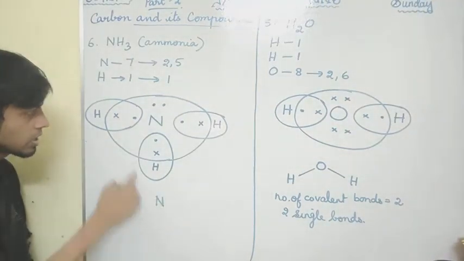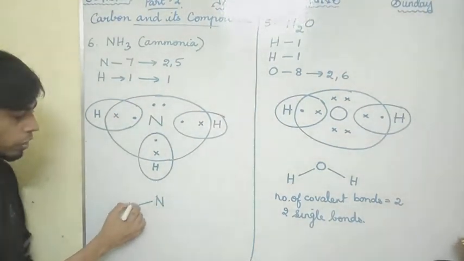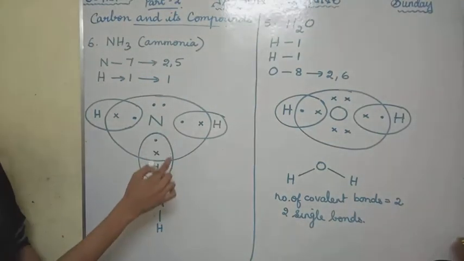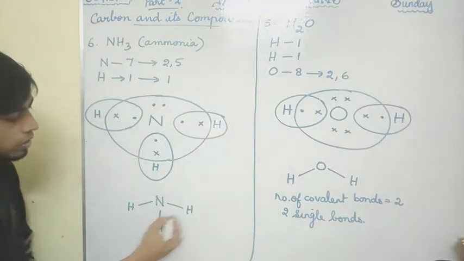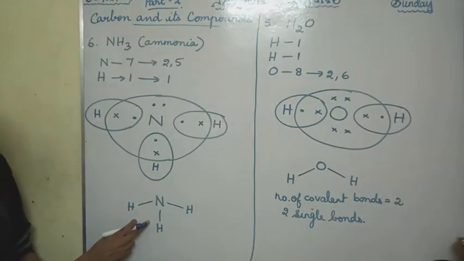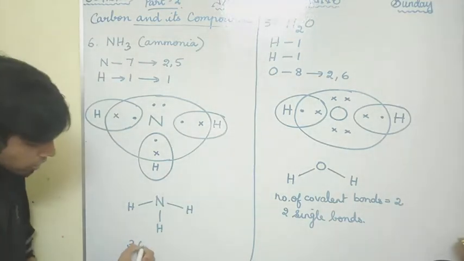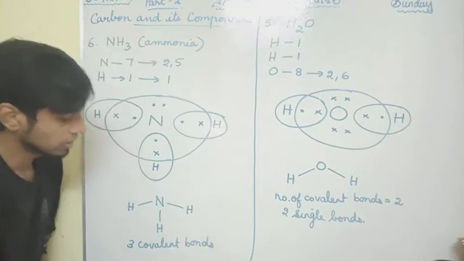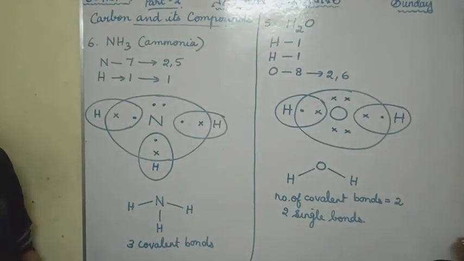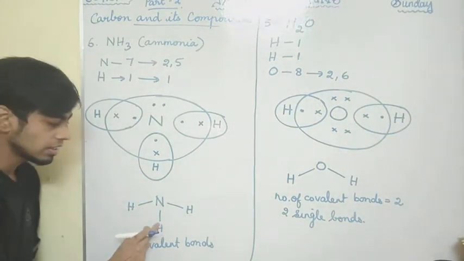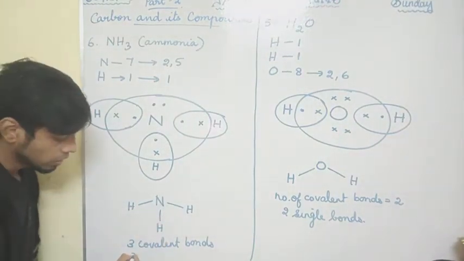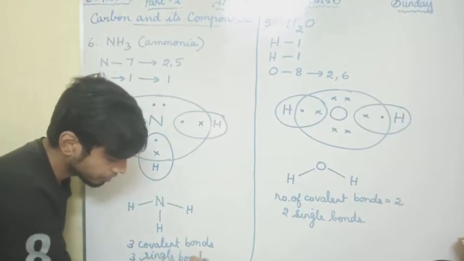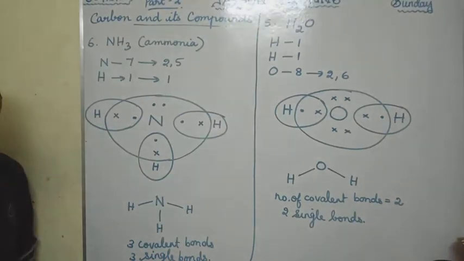So how will be the structure? These 2 electrons will form one bond. These 2 electrons will form one bond, and these 2 electrons will form another bond. Okay. So how many covalent bonds are there? 3 covalent bonds. So ammonia is having 3 covalent bonds. And what is the nature of the 3 covalent bonds? This is a single bond, this is a single bond, and this is a single bond. So all the 3 are single bonds.